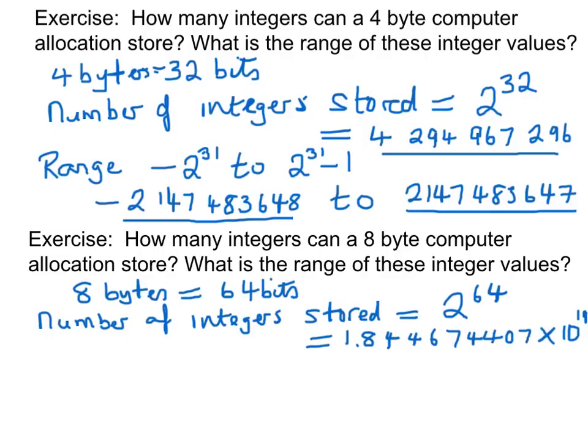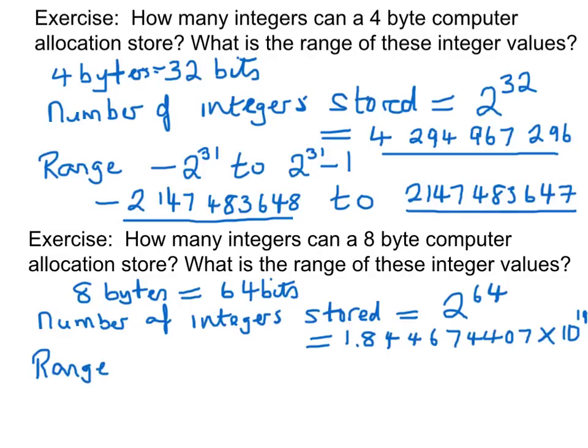Doing the same for the second exercise, we have 8 bytes, which is 64 bits. So the number of integers stored is going to be 2 to the power of 64, and that indeed is a big number, and the calculator will write it in scientific notation for you. It's 1.844674407 by 10 to the power of 19.